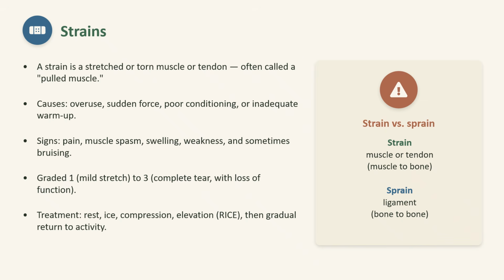Now the card on the right, which is the single most confused pair of words in this course. A strain involves muscle or tendon. And remember from lecture 7, tendons attach muscle to bone. A sprain involves a ligament, which attaches bone to bone. When we say strain, think muscle. When we say sprain, think ligament.